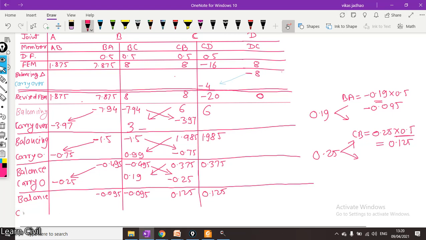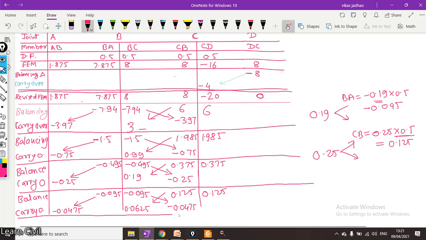Next step will be again carry over. So half of this moment will be transferred here, half of this moment will be transferred here. So this will be minus 0.0475. Half of this moment will be transferred here, so this will be minus 0.0475. Half of this moment will be transferred here, so this will be 0.0625. So this is how carryover is done.